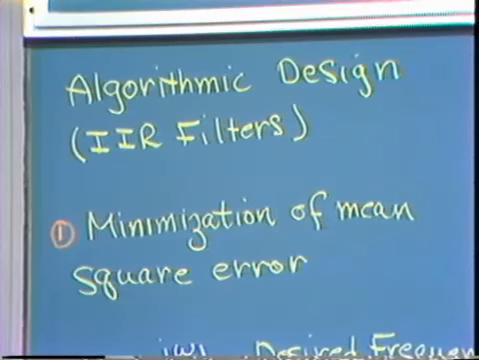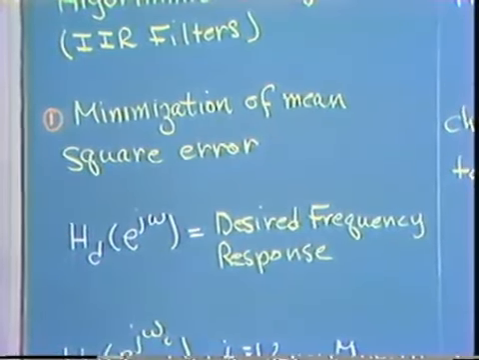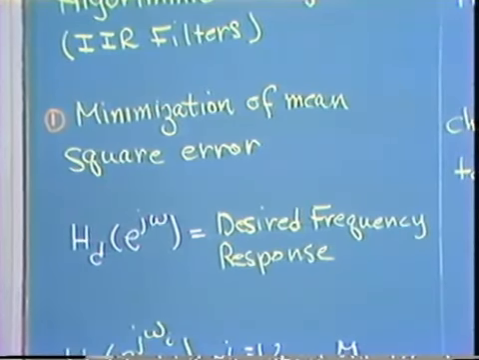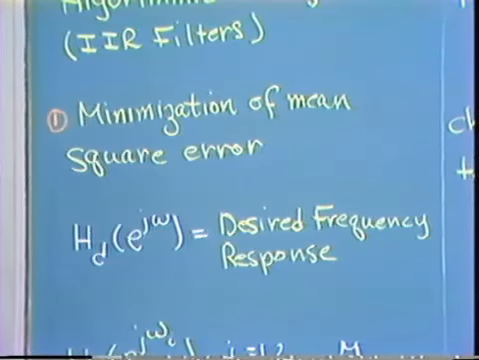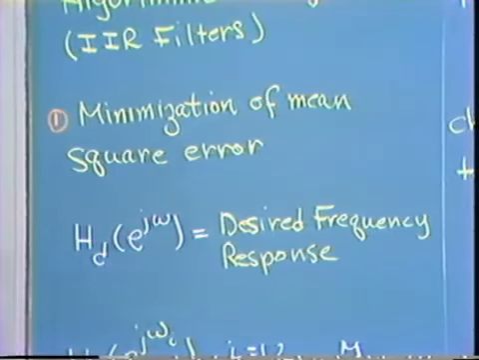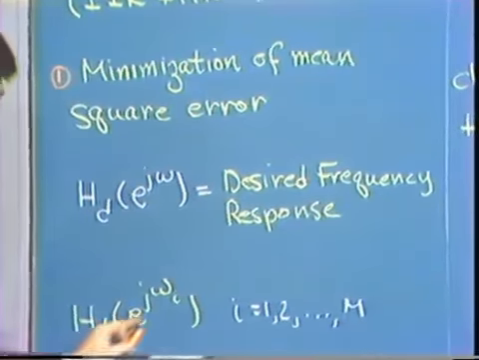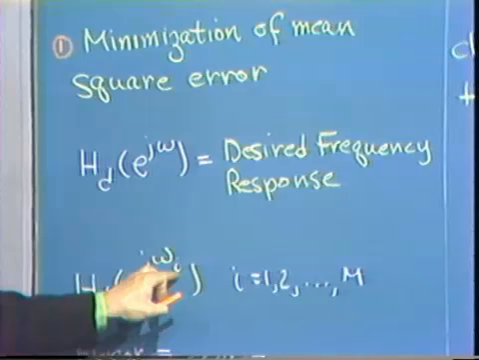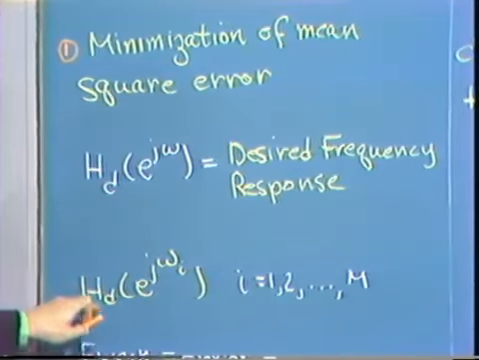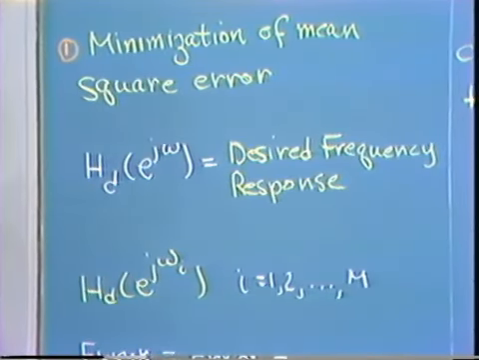So let's assume that we have some desired frequency response, H sub d of e to the j omega. We would like to match that with the frequency response of the rational transfer function. It, of course, isn't possible to attempt to do that at an arbitrary number of frequencies, so we can pick out some set of frequencies, omega sub i, at which we would like to minimize the error between the desired frequency response and the actual frequency response.